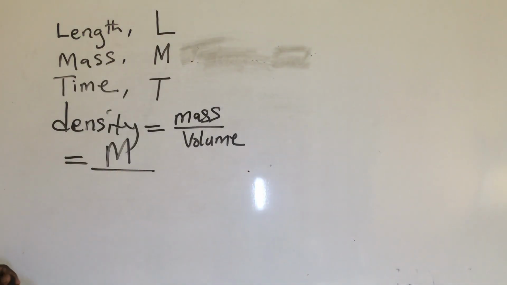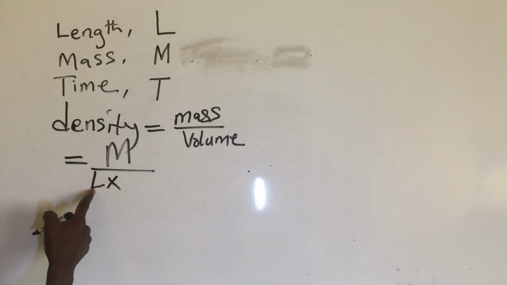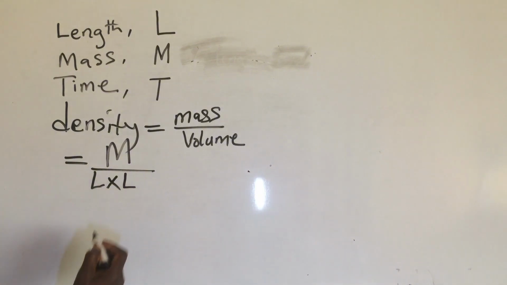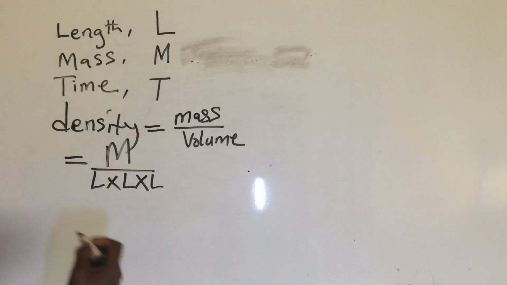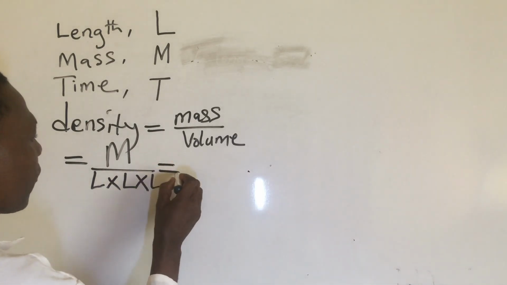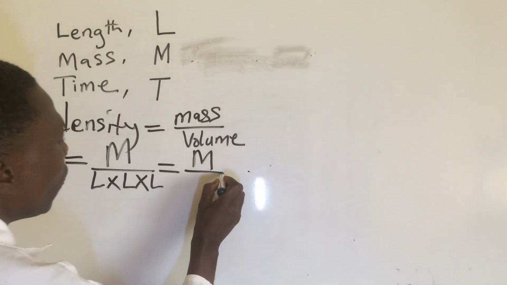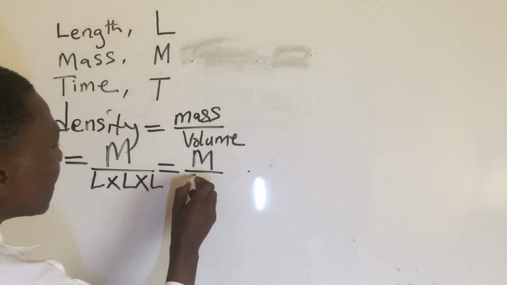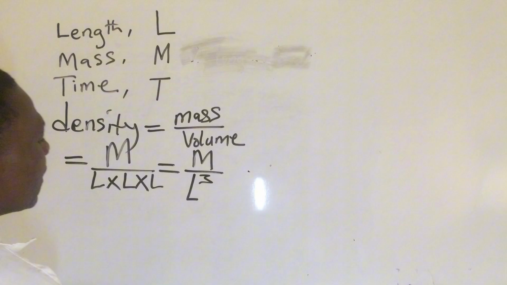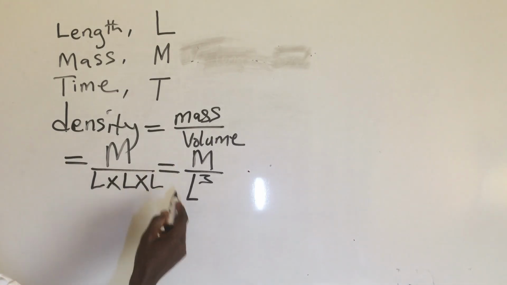We now put it this way, that is the length for the length, times another length for the breadth, times another length for the height, okay? Which will now give us equal to capital M all over length times length times length, which is length cubed. That is length raised to power 3, okay? So this is the final answer, okay?